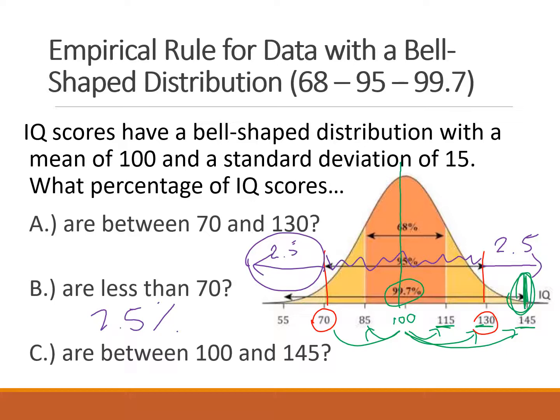If it was going from 55 to 145, we'd be talking about 99.7% of the data, but instead we're cutting that right in half. So it's going to be half of 99.7%. I think that's 49.85%.